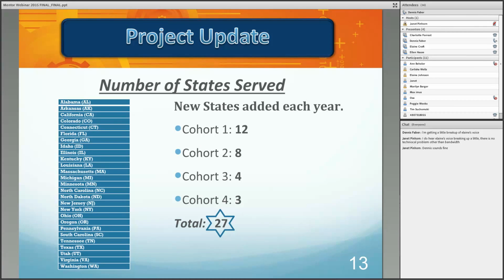The number of states served, as we might have guessed, would be following the law of diminishing returns. These are new states that we've added each year, and I suspect that that will continue to either stay around that 3 mark or continue to go down. We might have to look at some different metrics to figure out how to display or share with the ATE folks the impact that we're having in terms of the states being served.